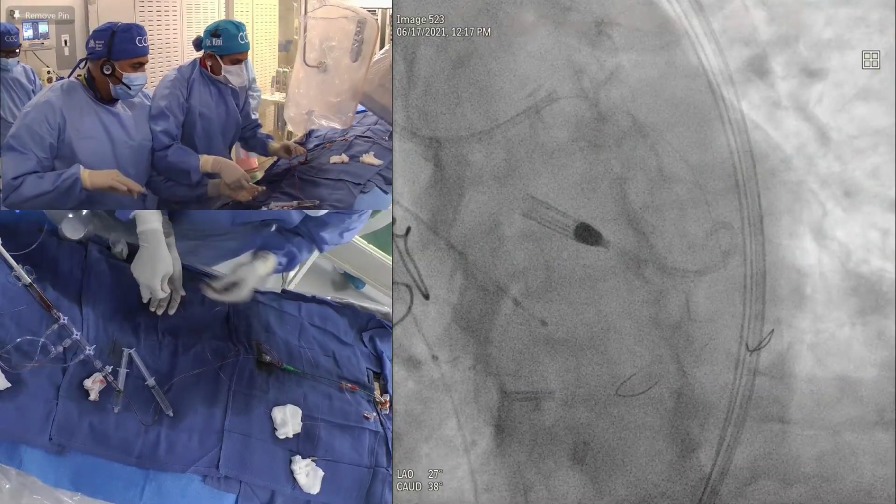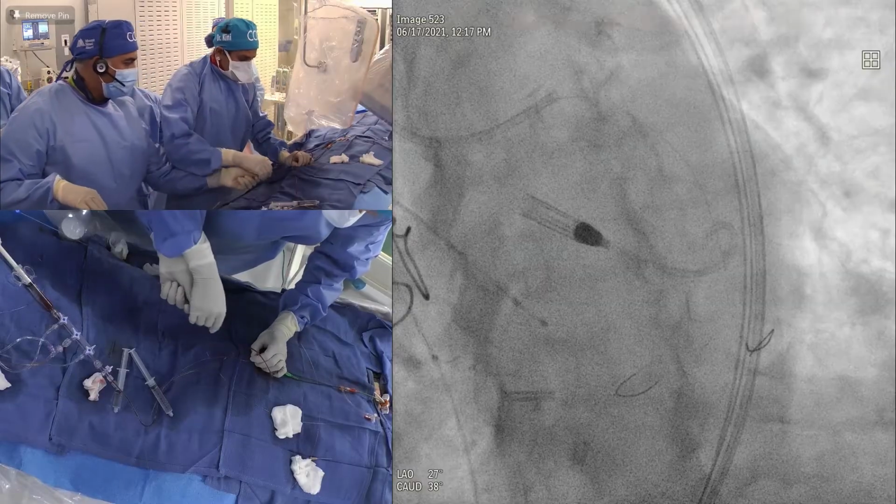Guys, get the Godzilla ready? Take it. You can do it on both wires still here. Yeah.